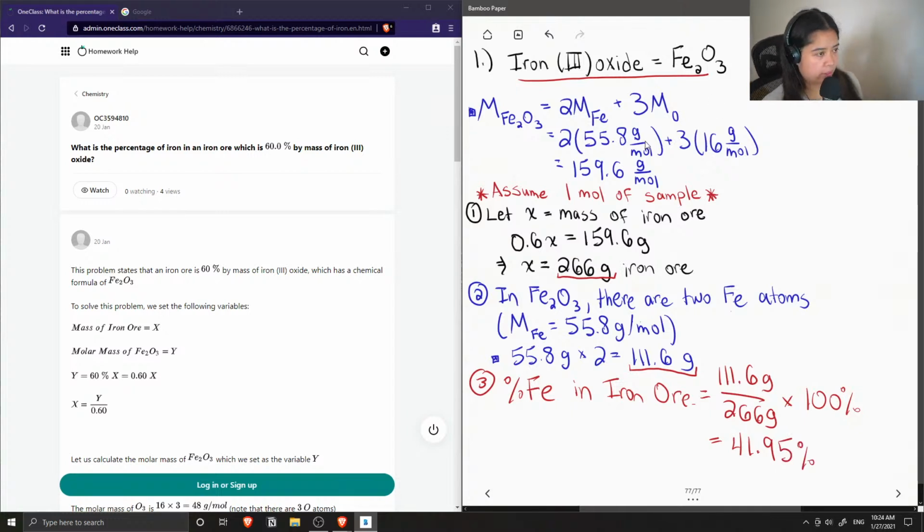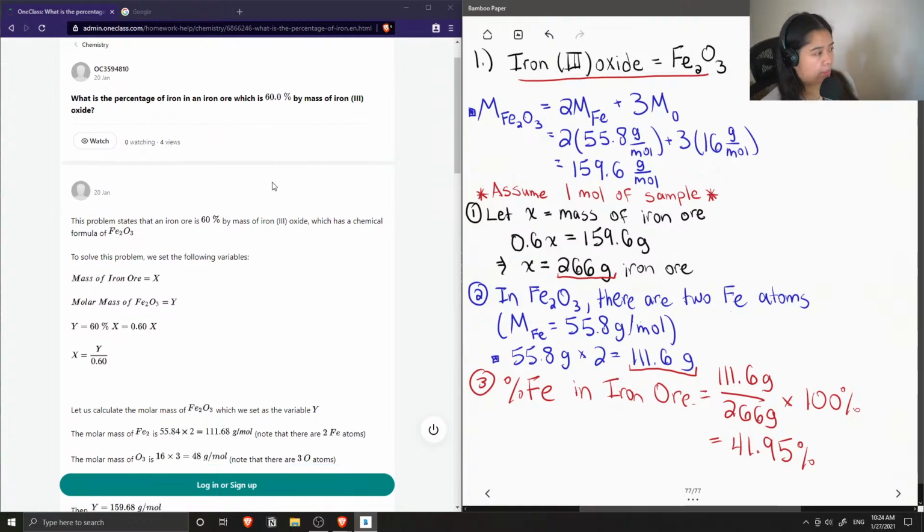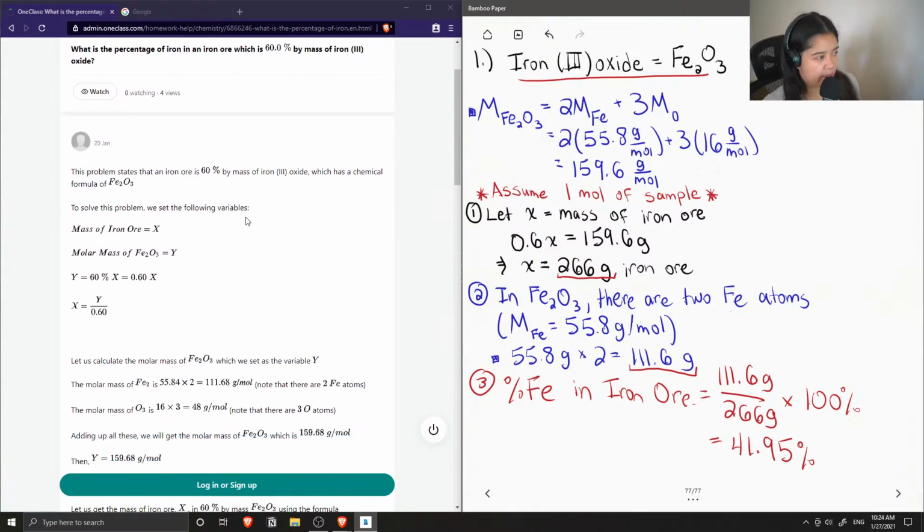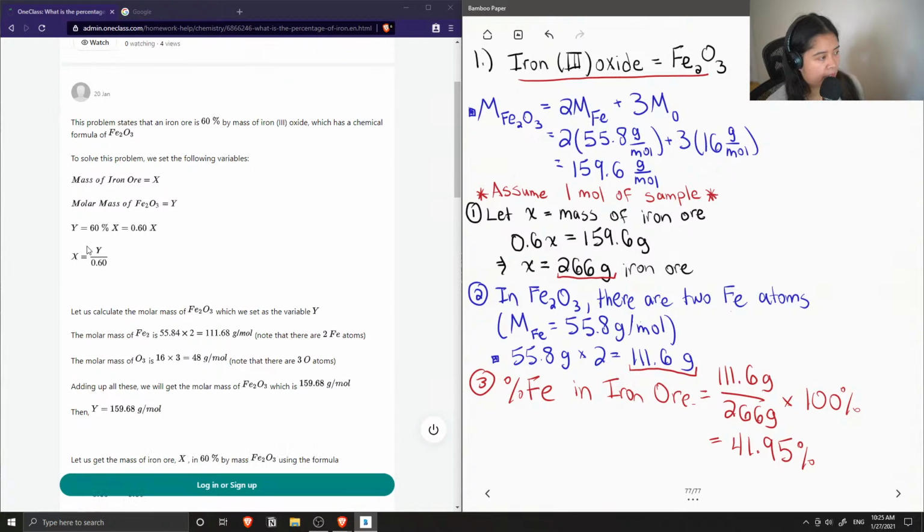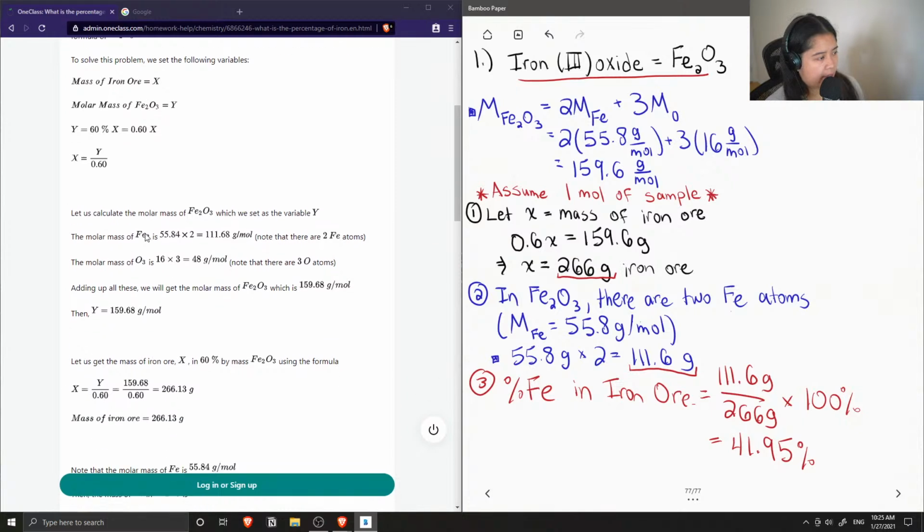Okay, so now let's see what the junior tutor said. This problem states that an iron ore is 60% by mass of iron 3 oxide, which has a chemical formula of Fe2O3. To solve this problem, we set the following variables. X is the mass of iron ore, and Y is the molar mass of iron 3 oxide. So they set Y equals to 60% X. So it's basically the same as our first step.